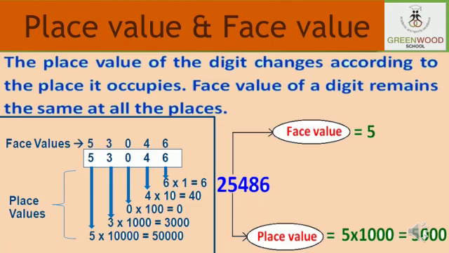3 is at the place of 1000. So, 3 multiplied by 1000 is equal to 3000. 5 is at the place of 10,000. So, 5 multiplied by 10,000 is equal to 50,000. Do you want a shortcut for this method? Yes, ma'am. We love shortcuts.